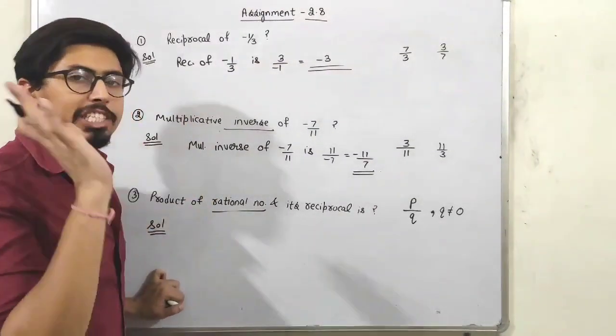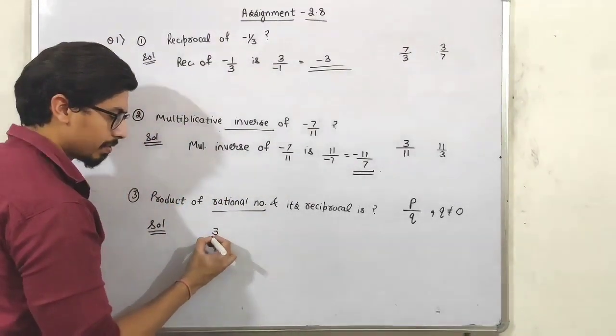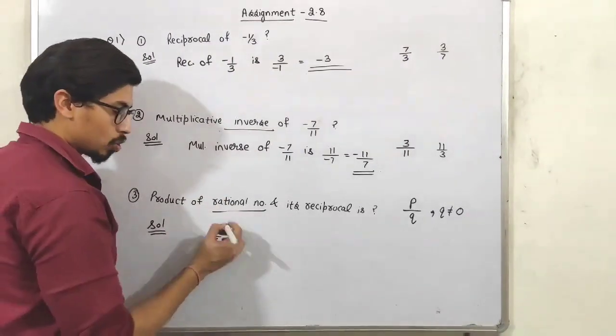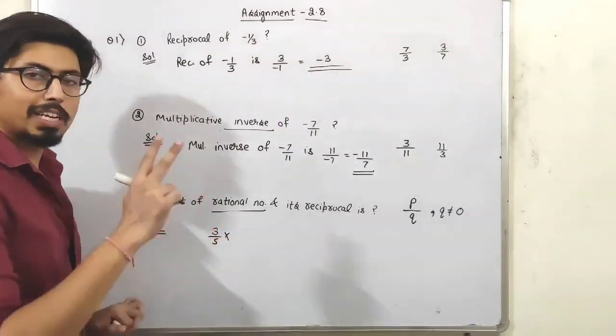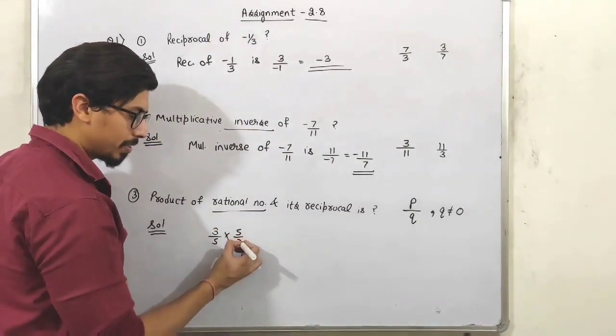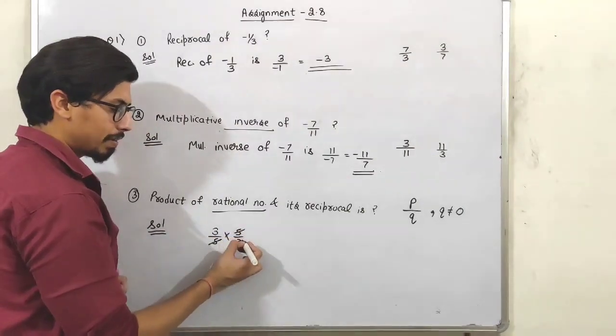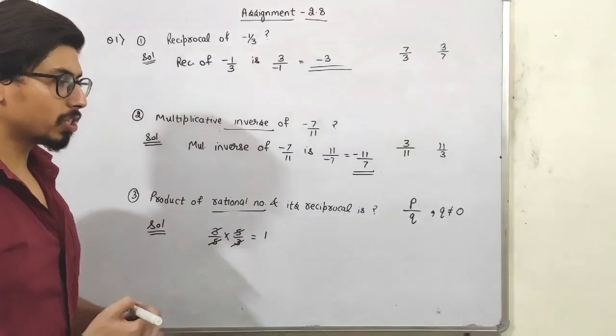if we take any rational number, for example 3 by 5. Okay. So the product of this rational number with the reciprocal of this. So the reciprocal of 3 by 5 will be 5 by 3. If we multiply them, 5 cancels out, 3 cancels. So it will be 1. So the product is 1.